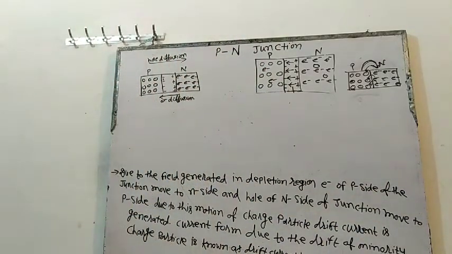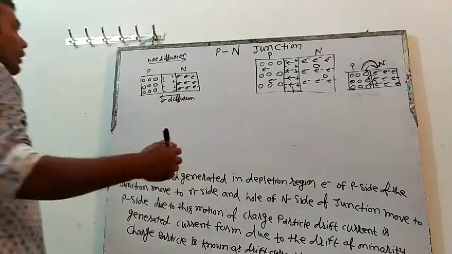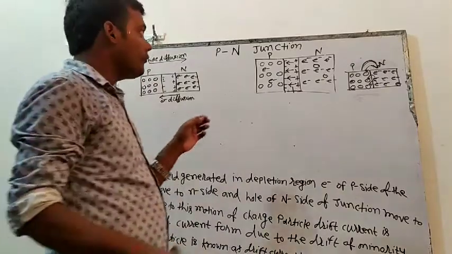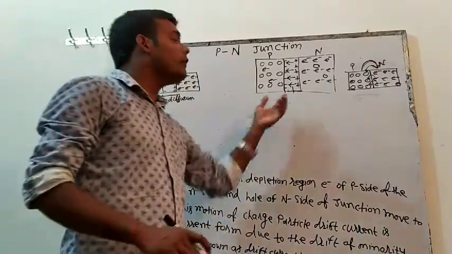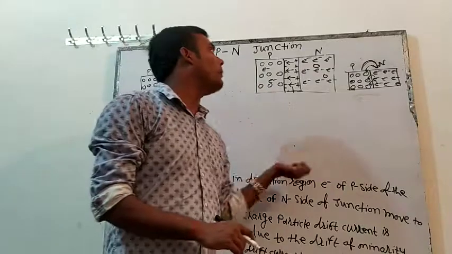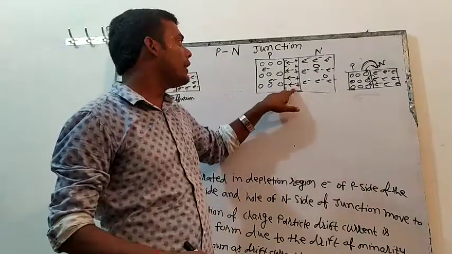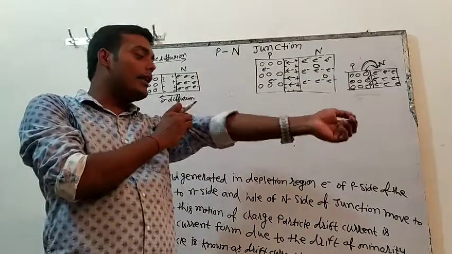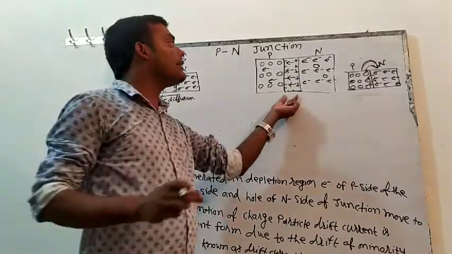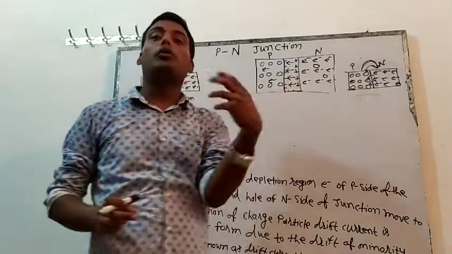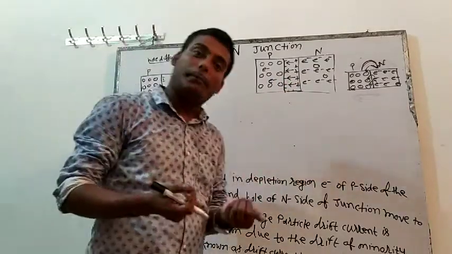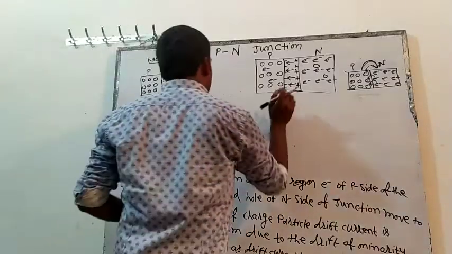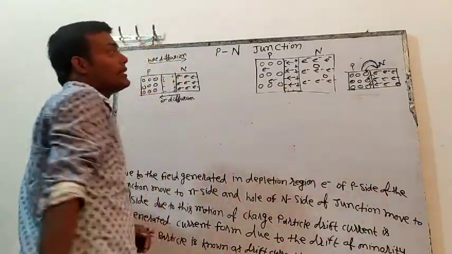Let's understand drift current. When the p-n junction forms, a depletion region will be generated. Depletion region means a region where there is no free charge. That means electrons and holes both will deplete, meaning they are finished. So in this region there is no charge particle, but there is an electric field.